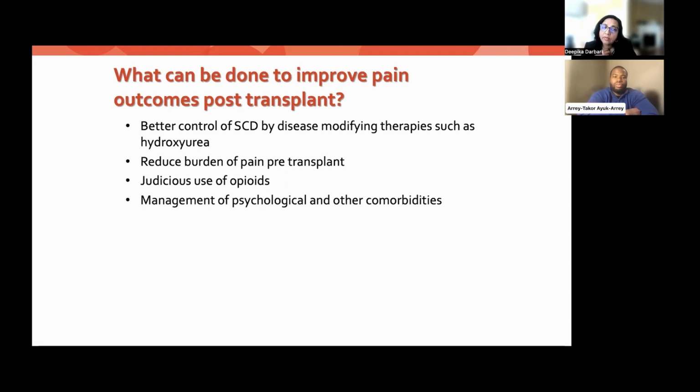Opioids, although they are our friends, also cause damage to the brain and certain other organs. So it's important to minimize the use of opioids if possible. And as I mentioned, management of psychological comorbidities with counseling, medication, and other things is very important.